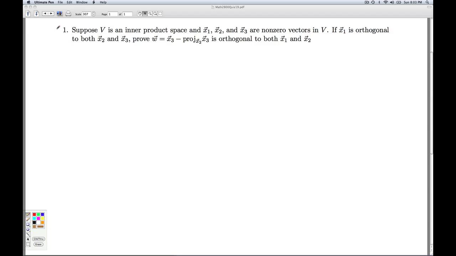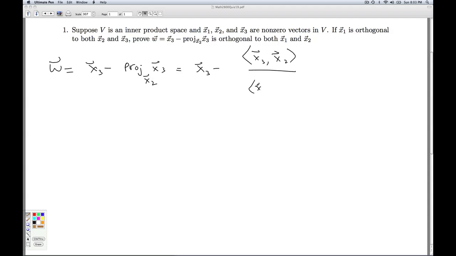Okay, so this is actually the fundamental idea behind the Gram-Schmidt process, which we'll be talking about very soon in class. So what is W? It's x3 minus the projection of x3 onto x2, which is x3 minus x3 inner product with x2 divided by x2 inner product with itself, times x2.